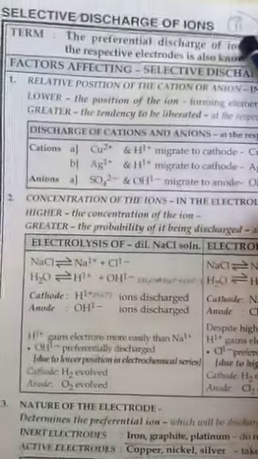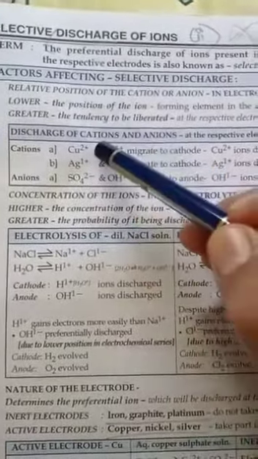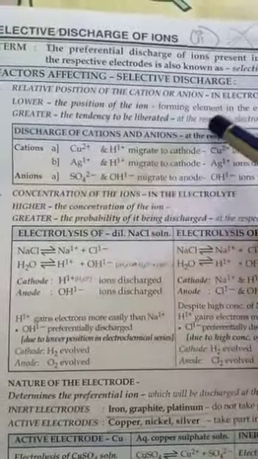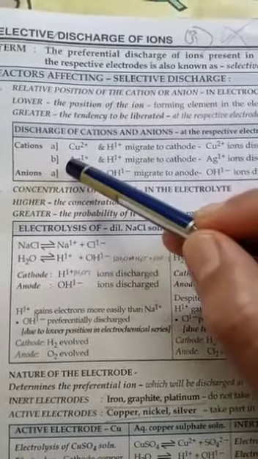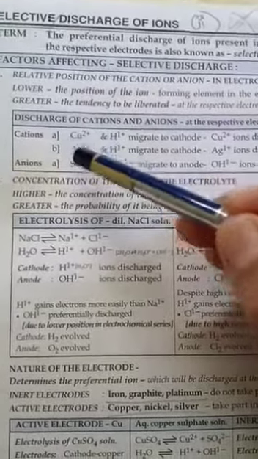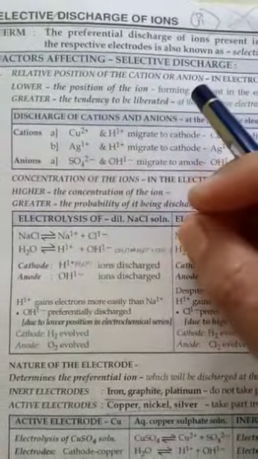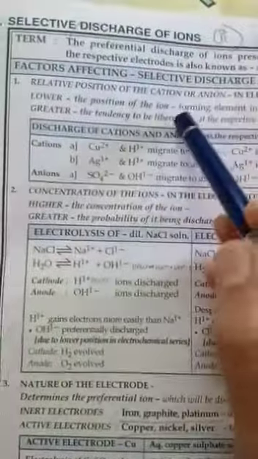Selective discharge of ions. Now, some of the ions move toward the cathode and some move toward the anode. Suppose two types of positive ions move toward the cathode. Then which ion will discharge at the cathode? This depends on three factors.